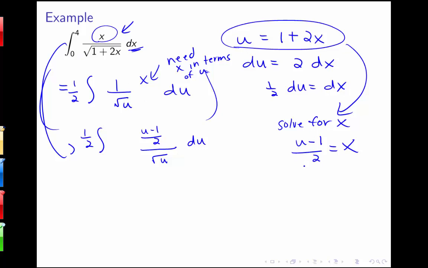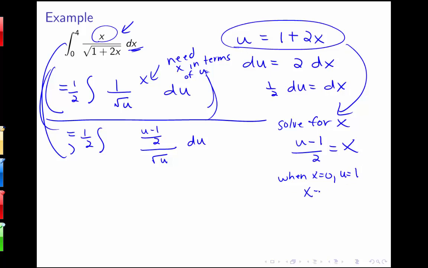And now I just need to replace my limits. So this was just kind of our thinking, this part that's in parentheses. This is where we really start. Okay, so I just need my limits. So again, when x is 0, u is equal to 1 plus 2 times 0, or 1. And when x is 4, u is equal to 1 plus 2 times 4, or 9. So I have this integral from 1 to 9. So then I just need to kind of clean this up a little bit. So this is from 1 to 9, u minus 1 over 2, so I can bring that part out front. And then this is over the square root of u.